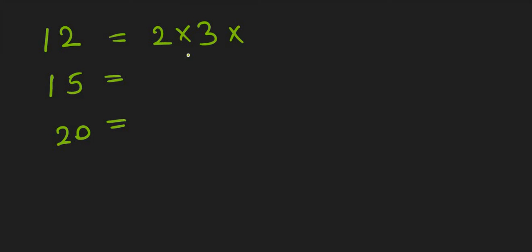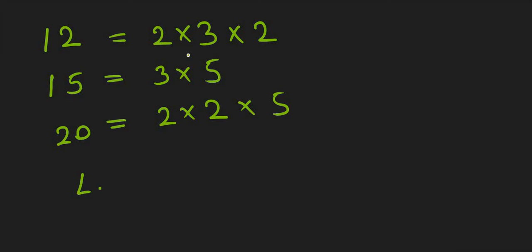Consider these three numbers: 12, 15 and 20. Now 12 can be prime factorized as 2 into 3 is 6, 6 into 2 is 12. 15 can be prime factorized as 3 into 5. 20 can be prime factorized as 2 into 2 is 4, 4 into 5 is 20.